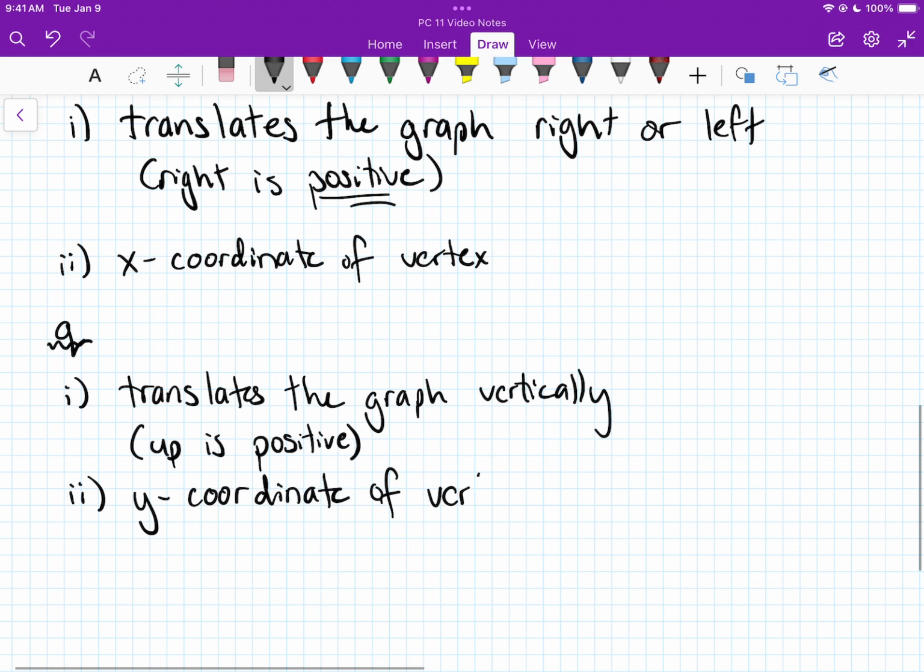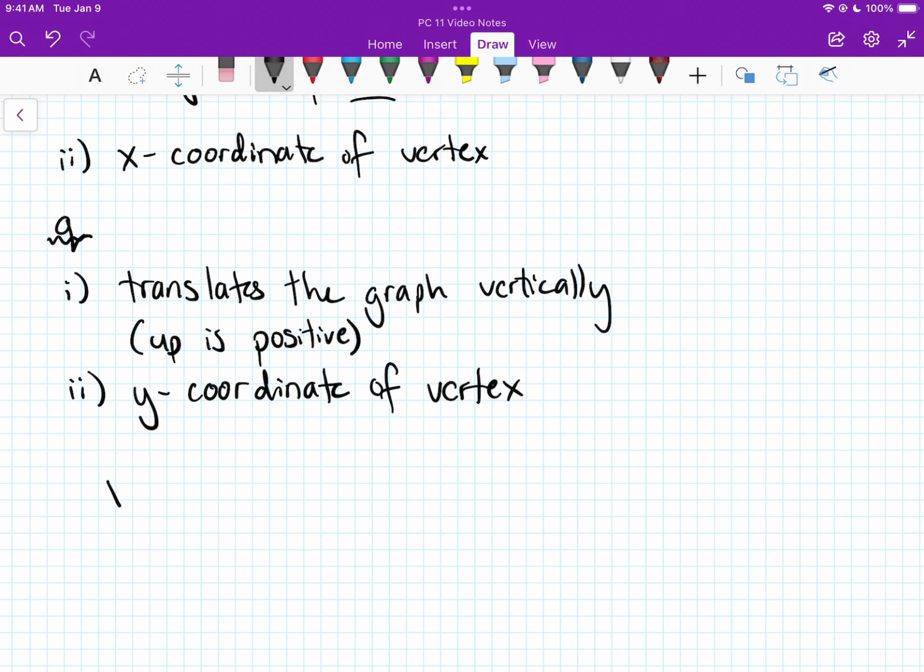And those two bits of information for the P and Q value, the x-coordinate and y-coordinate of the vertex, are why this is called vertex form, because it makes it really easy to figure out where your vertex is. And the vertex makes graphing really easy. So that's our last thing here. Our vertex is at P, comma, Q.